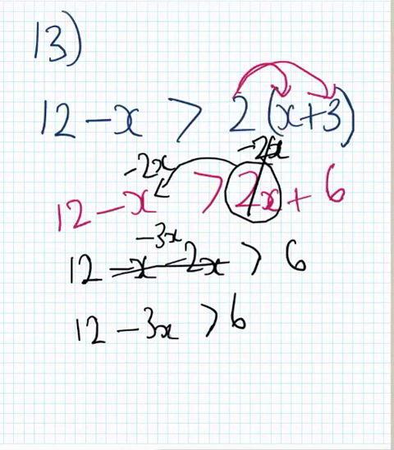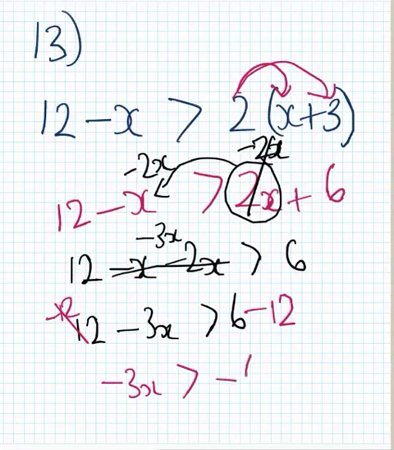Our next step now is to get x on its own. And we have a 12 and a negative 3. So this 12 is to go first. We can see it's the furthest away. So the opposite of plus 12 is to minus 12 on this side, minus 12 on that side. So we have minus 3x is greater than 6 minus 12 is -6. Now, our final step is to divide by -3.